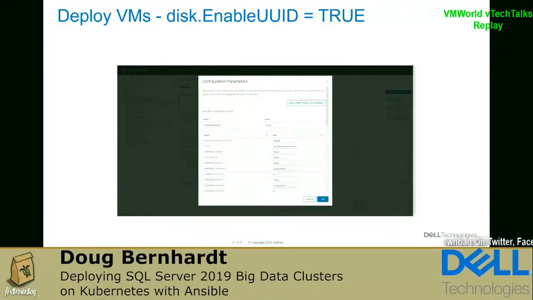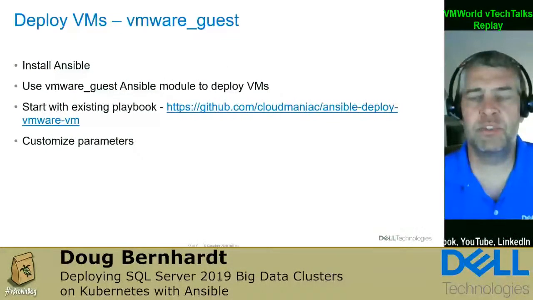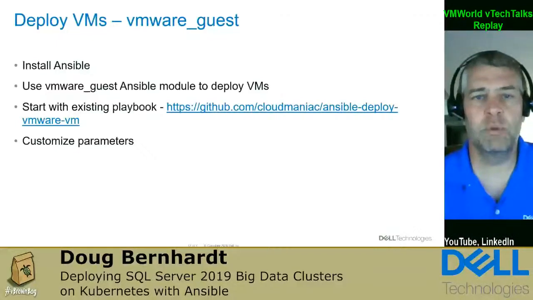Here, choose Add Configuration Params and enter disk.enableUUID for the name, true for the value, and click OK. Once the template is ready to go, you can deploy the VMs using the VMware Guest Ansible module.